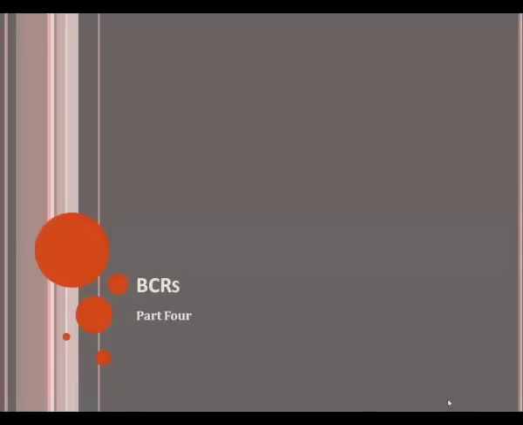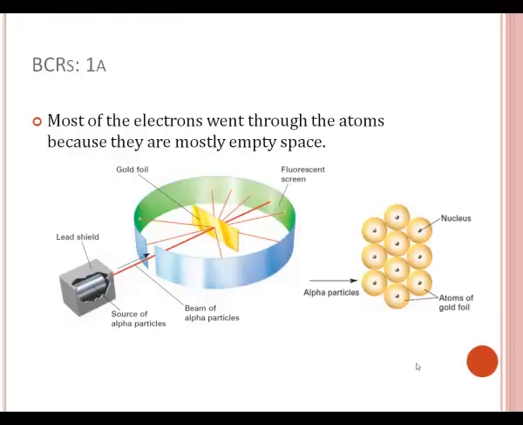So part 4 are the BCRs. And there's 2 BCRs. The first BCR asks us to compare Thomson and Rutherford's model. And if you read the question, there's a lot of information in the question. It tells you what Thomson's model was called, what it looked like, and it tells you that Rutherford did an experiment where he shot positively charged alpha particles at a thin piece of gold foil.